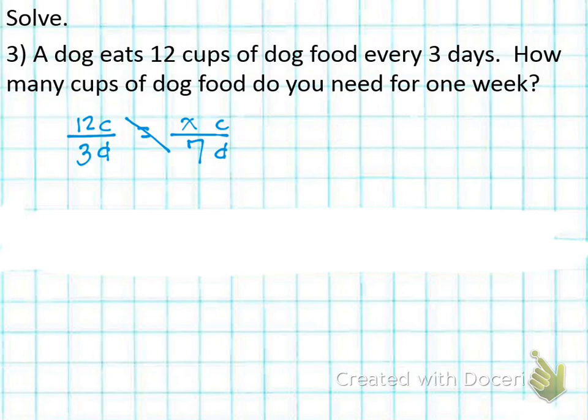So, 12 times 7 is? 84. Good. 3 times X is? Good. How do I solve for X? Divide by 3, right? What's 84 divided by 3? Yep. 28.